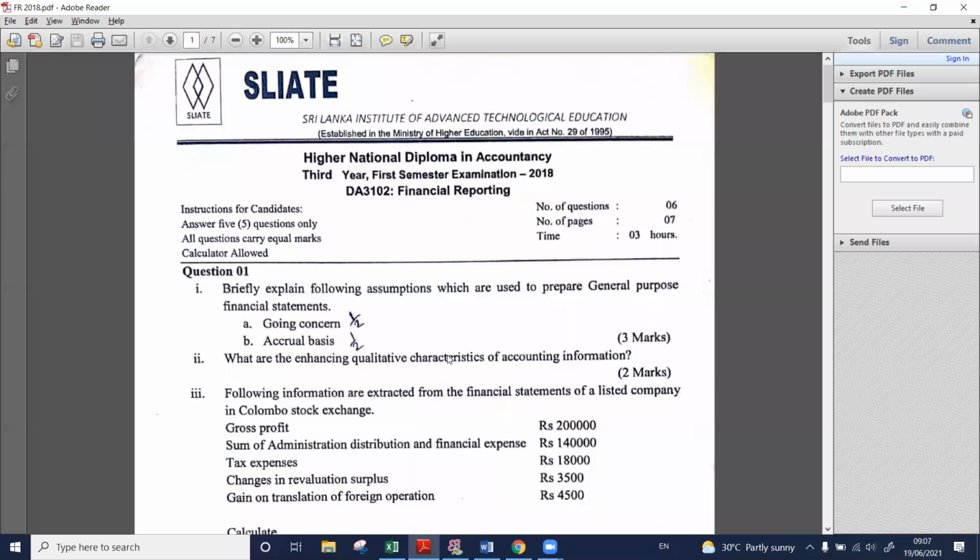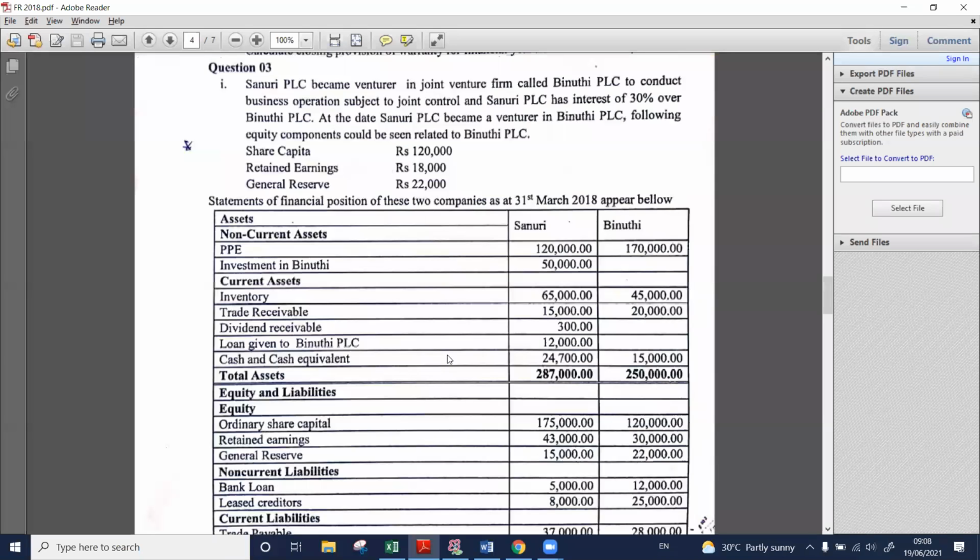Question number 3. Right? Question number 3. Read this out first. What it says: Sanuri PLC became a venturer in a joint venture firm called Binuti PLC to conduct business operations subject to joint control. And Sanuri PLC has an interest of 30% over Binuti PLC. Sanuri has acquired 30% of Binuti, and Binuti is a joint venture. Sanuri is the parent and Binuti is the joint venture. At the date Sanuri PLC became a venturer in Binuti PLC, the following equity components could be seen related to Binuti PLC.